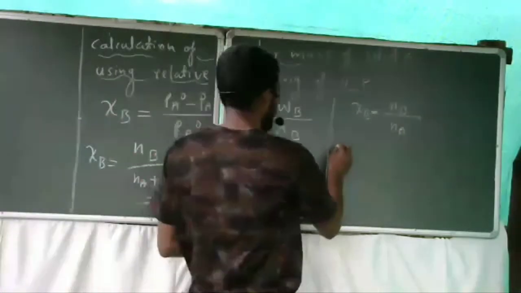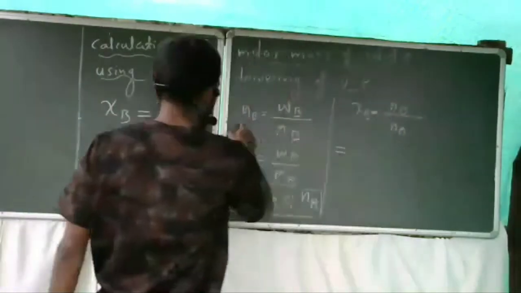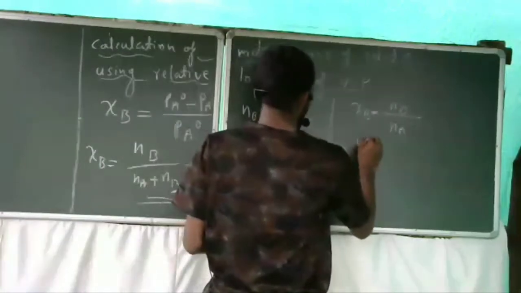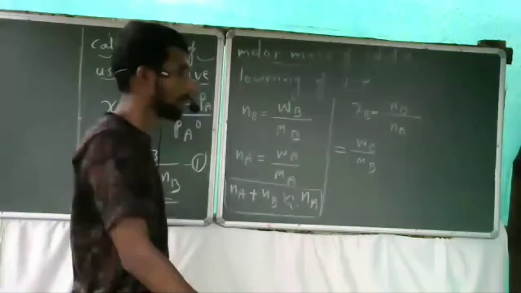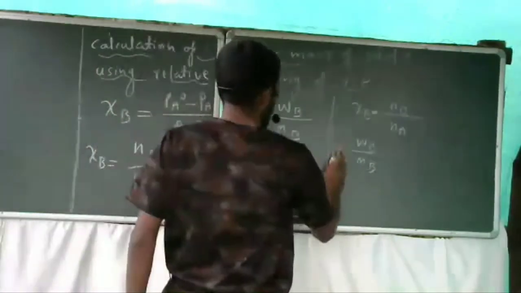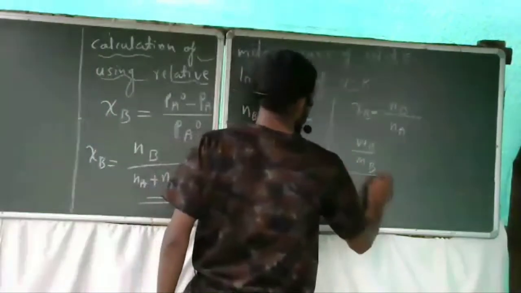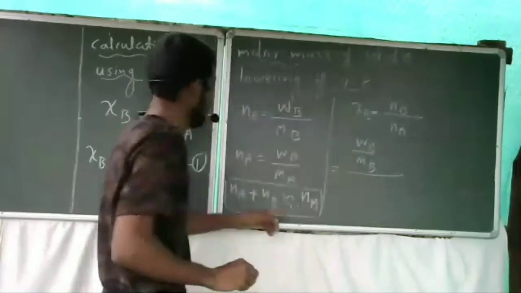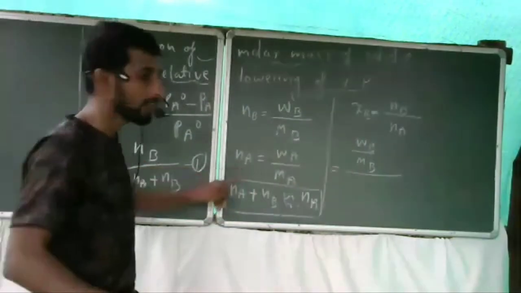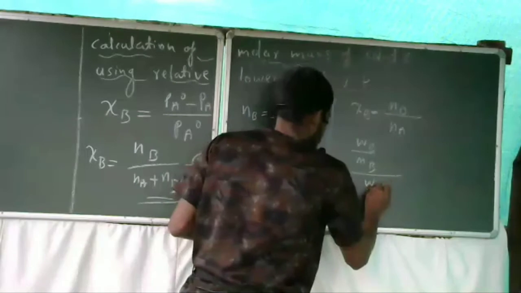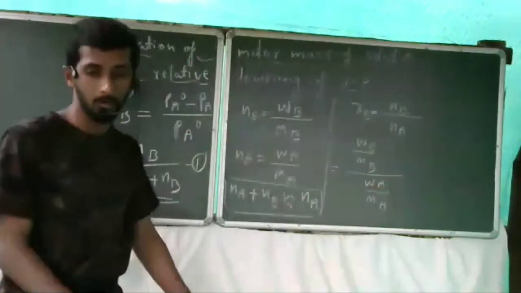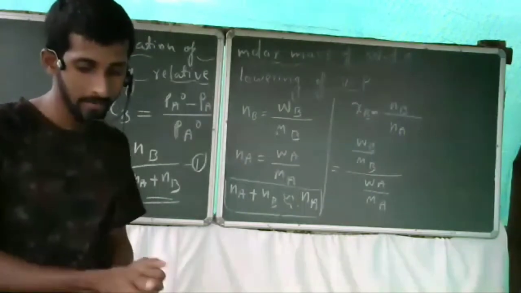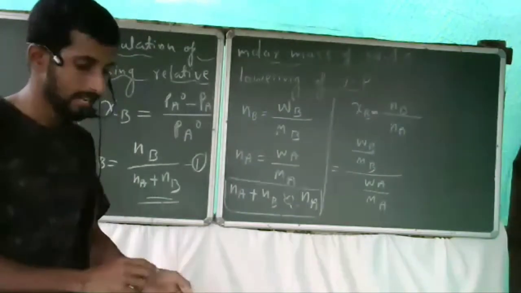Then substitute the values. What is the meaning of Nb? That is equal to Wb divided by Mb. Okay, then what is the value of Na? Na is nothing but Wa divided by Ma. Wa divided by Ma.